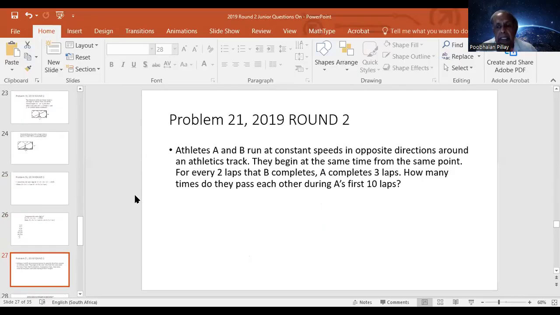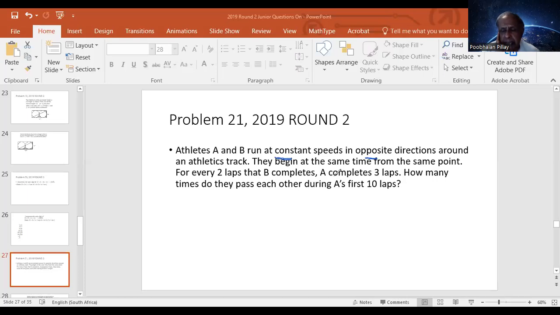Athletes A and B run at constant speeds. Again, like the previous case, they run at constant speeds in opposite directions around an athletics track. They don't tell you what the shape of the track is, but it doesn't matter. We can assume it is circular. They run at constant speeds, so in the same time, they will travel the same distance. But they run in opposite directions around this track.